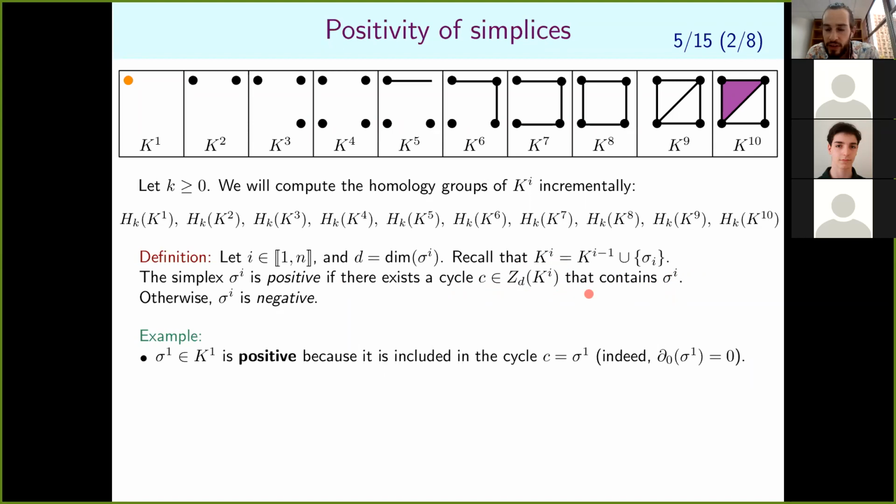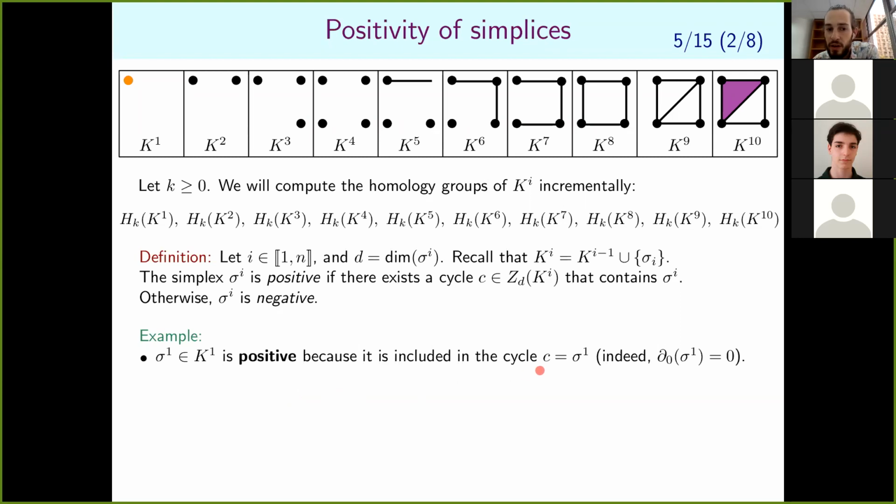Having a cycle that contains my simplex means that I can find a cycle. A cycle is a formal sum of simplices. If there exists a formal sum of simplices that contains my simplex sigma I, and being a cycle means that its boundary is 0, then it is positive. So for instance, every vertex is positive because the boundary of a vertex is 0 by definition.